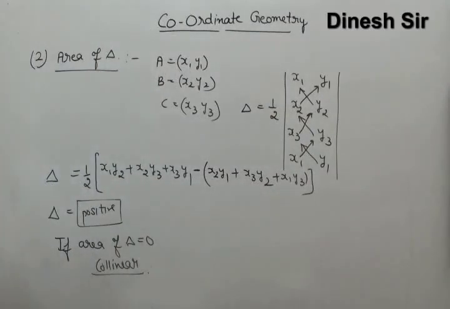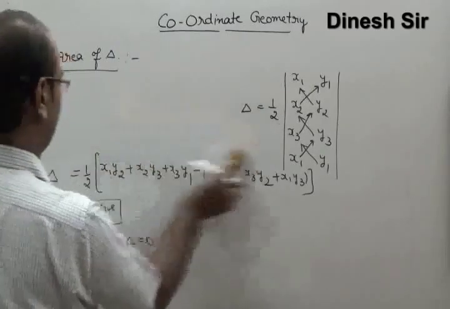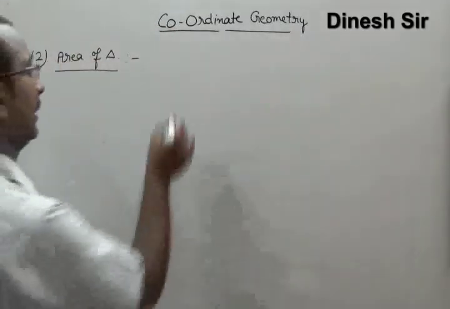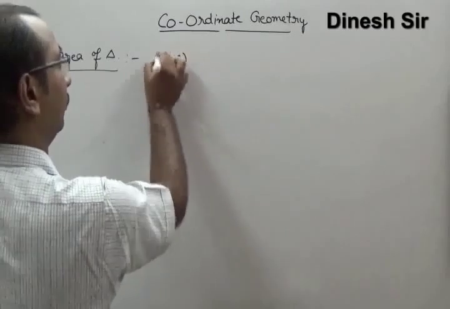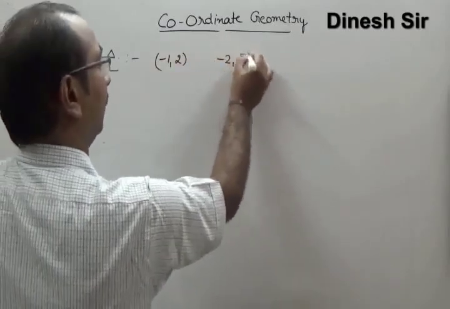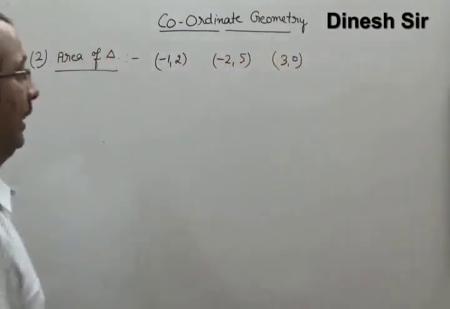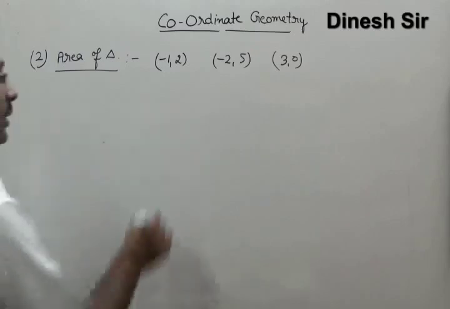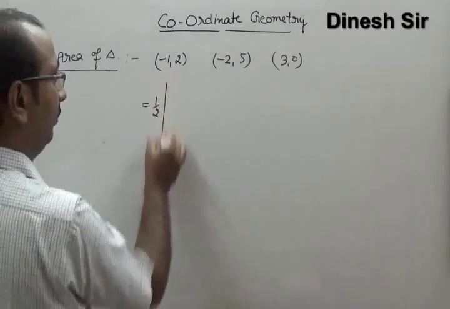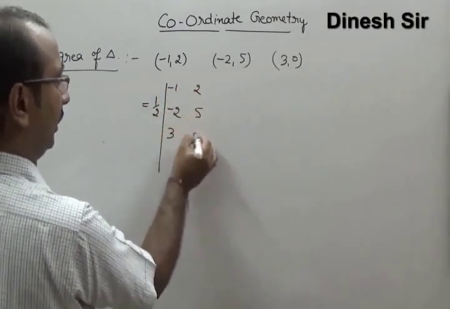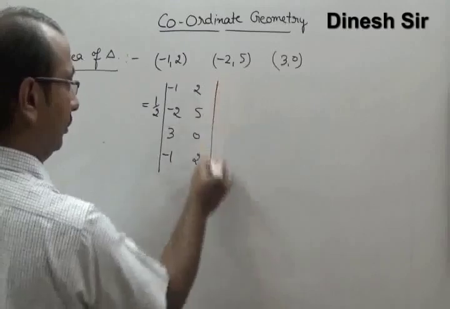Okay. Now we can take one example in which we have to find the area of the triangle. Suppose three coordinates are given: -1, 2; -2, 5; and 3, 0. We have to find the area of the triangle formed. How can we start? Take it as 1/2. Write it as -1, 2, -2, 5, 3, 0, and again repeat the first one, -1 and 2.